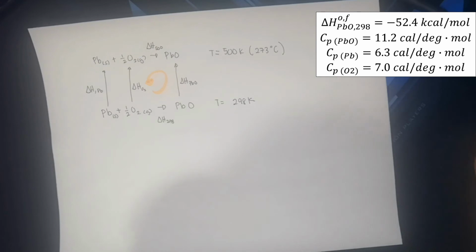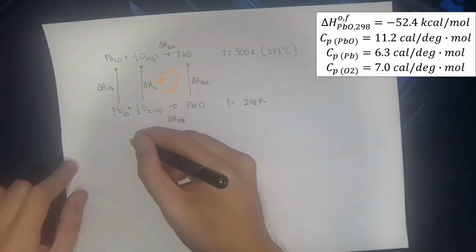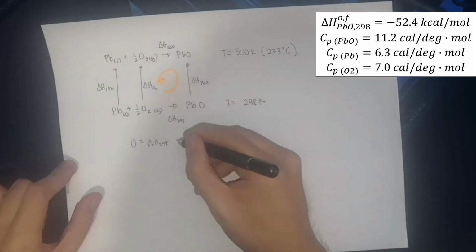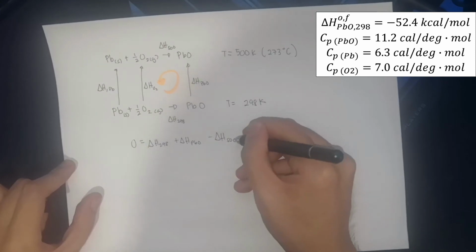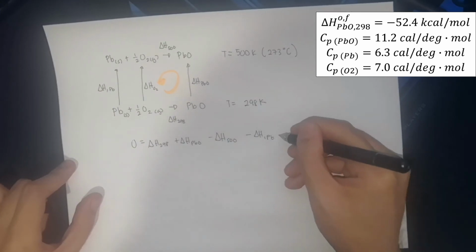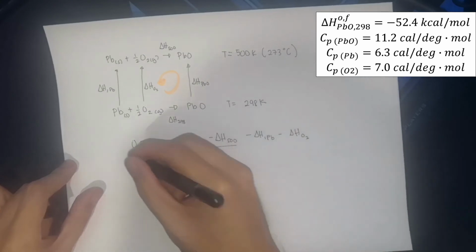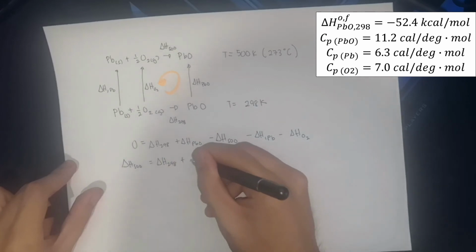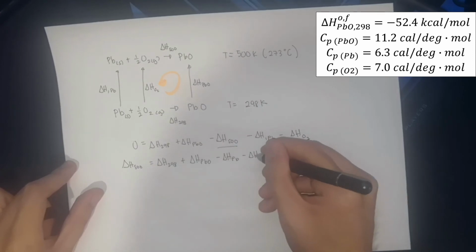So sa thermodynamic loop natin, your summation ng lahat ng delta H natin will be equal to 0. Sorry for moving it so much. 0 is equal to positive delta H 298 plus delta H of PbO minus delta H of 500 minus delta H of Pb minus delta H of O2. Yung hinanap natin is yung delta H of the reaction at 500. Delta H 500 is equal to delta H 298 plus delta H PbO minus delta H Pb minus delta H O2.